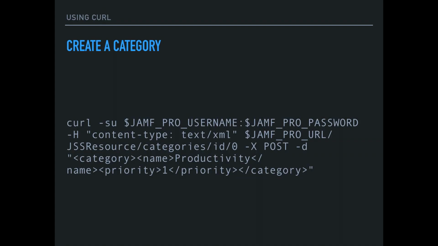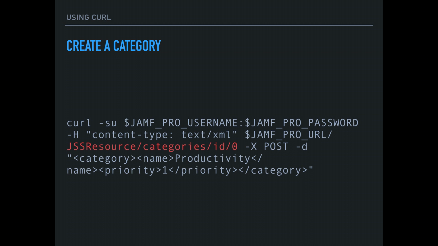So back to creating a record. We're going to create a category. Like I said, there's a lot going on here, but a lot of this is really similar to what we've already seen. The big difference we're going to see now is our header for content type text XML. Again, that's telling the server that we're going to be giving it XML data, and that's what it should be expecting to receive.